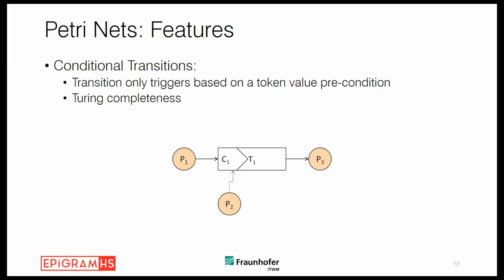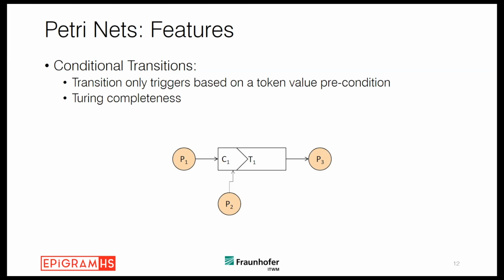And the final and probably most important extension is conditional transitions. A conditional transition means that a transition is only allowed to be executed if a value of a token in one or all of the connected places fulfills a certain condition, like if counter equals 0.